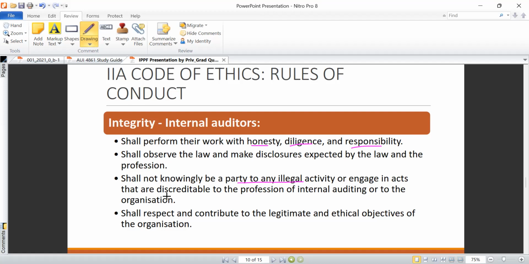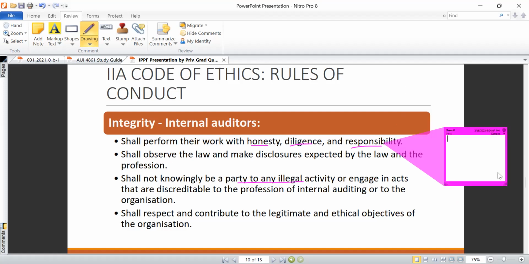We cannot be found participating in illegal activities as we are performing our audit assignments. Number 4, we shall respect and contribute to the legitimate and ethical objectives of the organization. Now, these 4 principles are important. And how are these things tested, let's say, in an assignment setup or in an exam setup? Here's what they would do, so that I just give you insight.